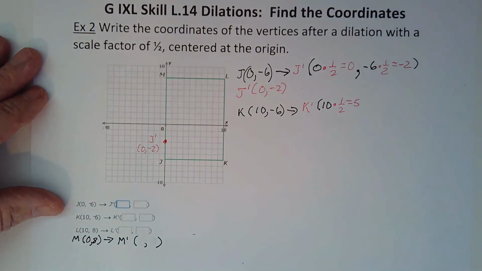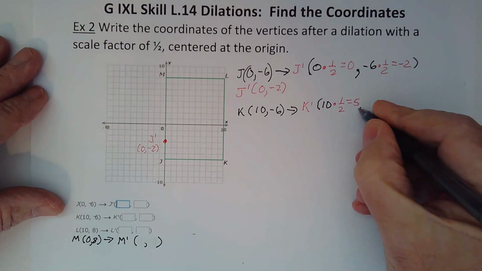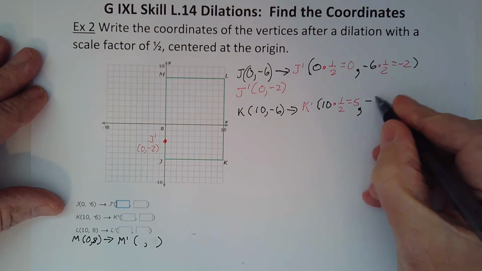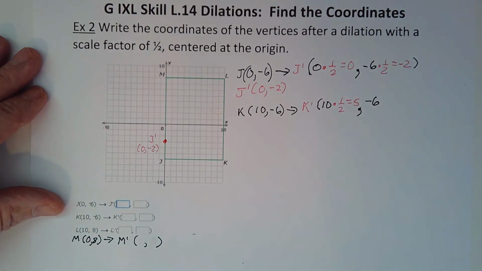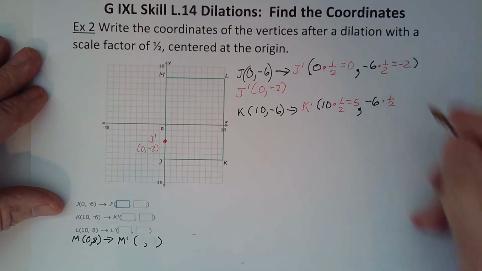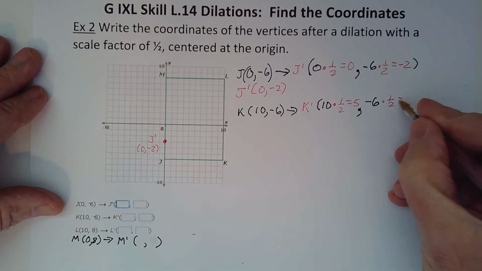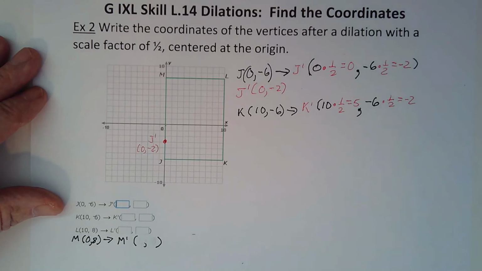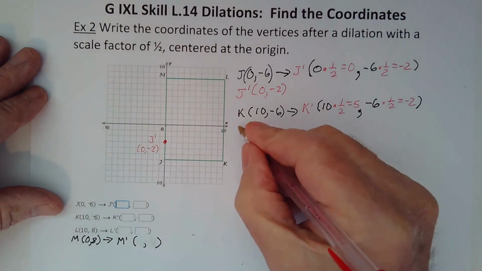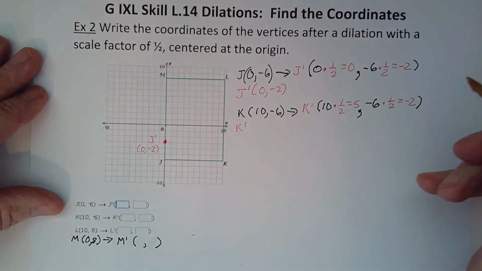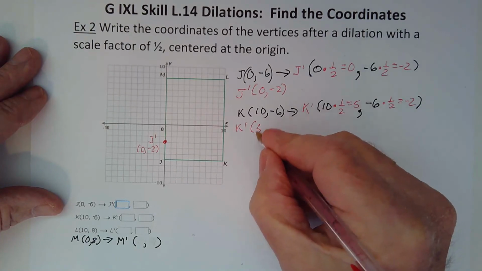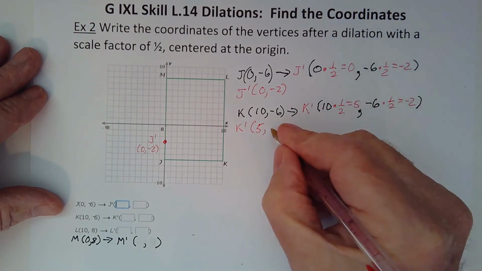Okay. And then another comma. And then we're going to use negative 6, which is what we had up above, of course. Negative 6 times 1/2 is going to be the same as it was up above here. It's going to be negative 2. So our K prime, its coordinates are x is 5, y is negative 2.